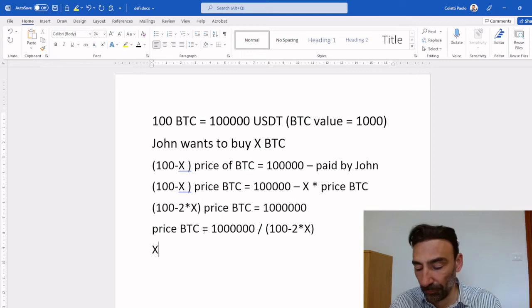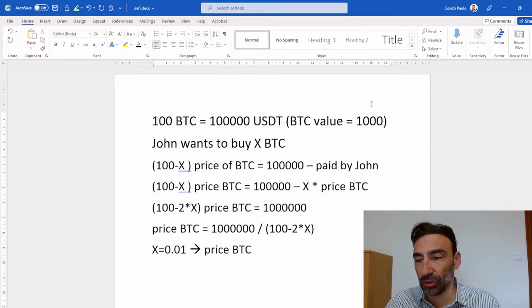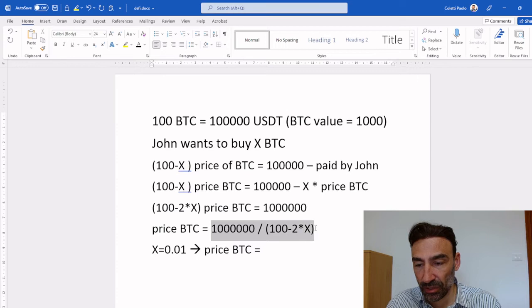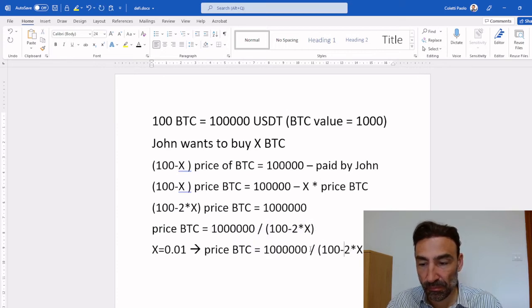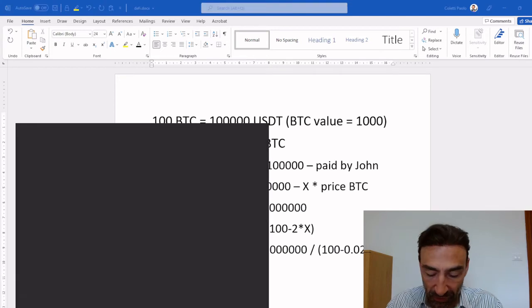Let's see some practical examples. If John, for example, wants to buy a very small quantity of Bitcoin, the price he is going to pay will be very, very close to 1,000. A little more, because there is a spread. There is an automatic spread in the automatic market maker. So it will be equal to this amount here, divided by 100 minus 0.02.